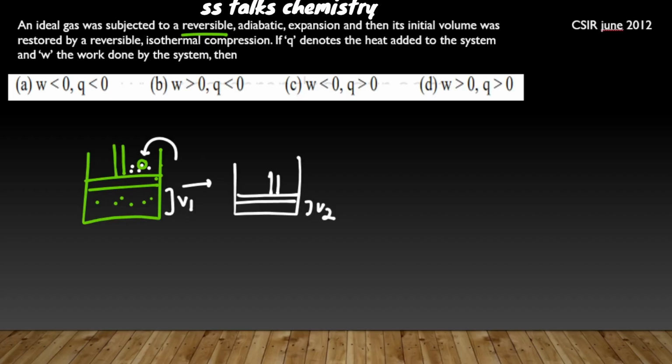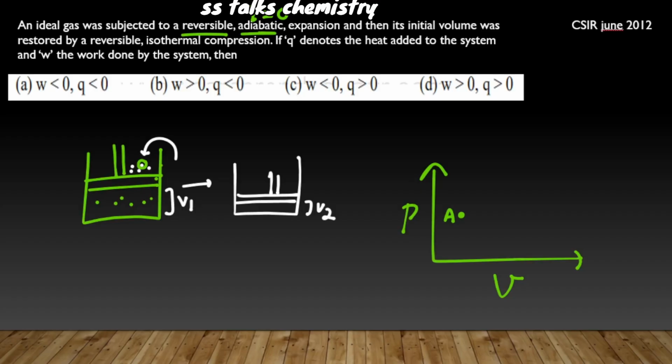An ideal gas was subjected to a reversible adiabatic process. It means that the Q value is zero. No heat is absorbed in this process. The expansion process takes place, and then the initial volume was restored by a reversible isothermal compression. So here, if I see the pressure volume plot, initially you are having these gaseous molecules at the point A, suppose. It is subjected to reversible adiabatic expansion.